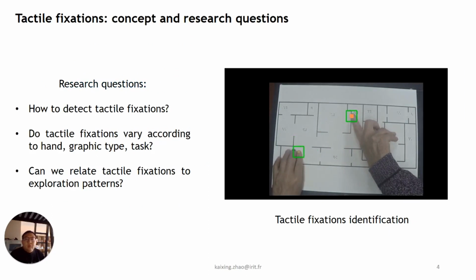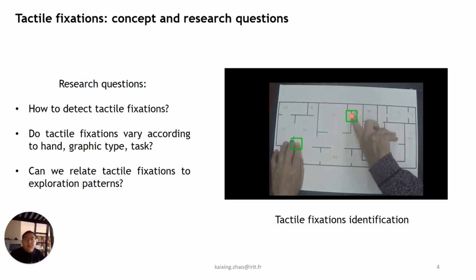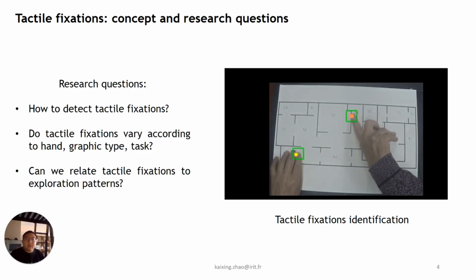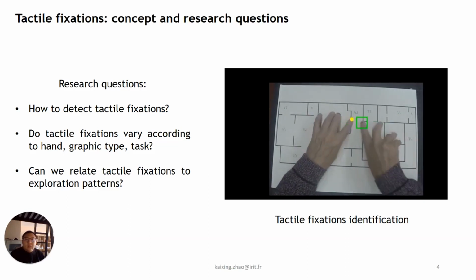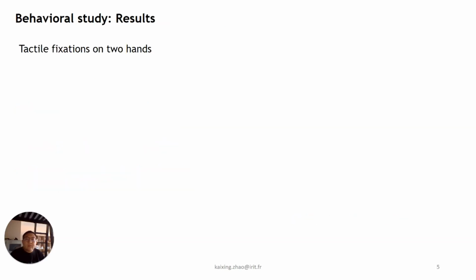In our paper, we proposed several research questions. How to detect tactile fixations? Do tactile fixations vary according to the hand, graphic type, and the exploration task? And can we relate tactile fixations to exploration patterns? Based on the idea of eye fixations and the definition of tactile fixations, we designed a computer vision-based algorithm to identify the tactile fixations from the videos of tactile exploration of raised-line graphics. As shown on the right, the yellow point and the orange square represent respectively tactile fixations on the two hands.